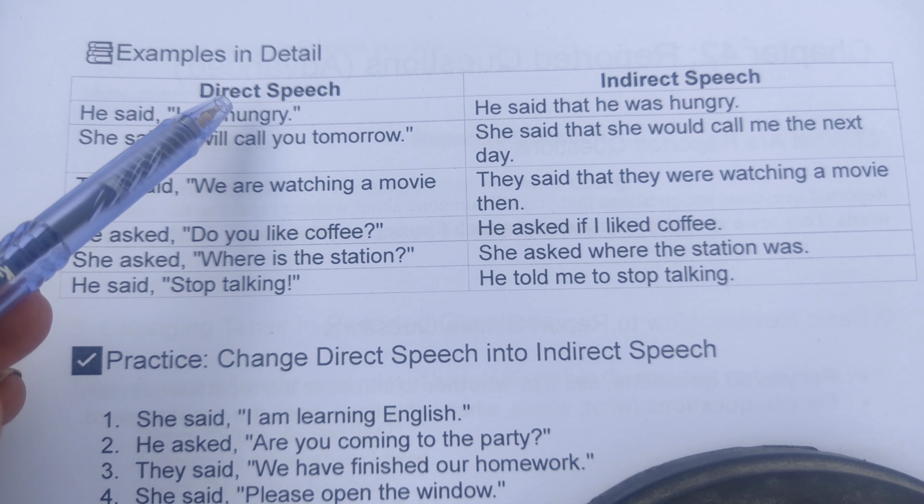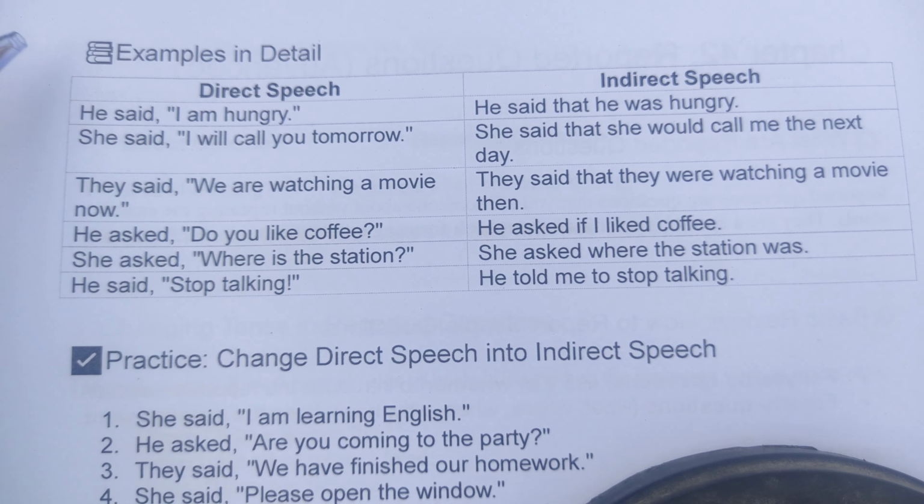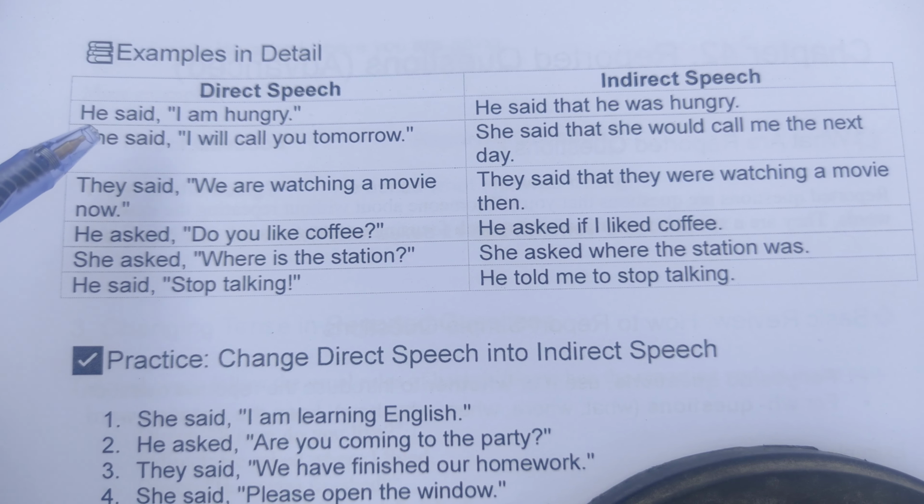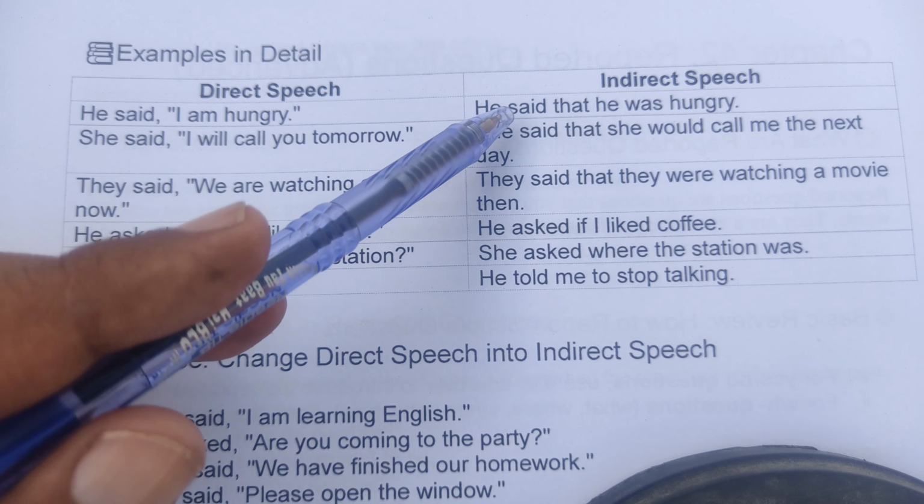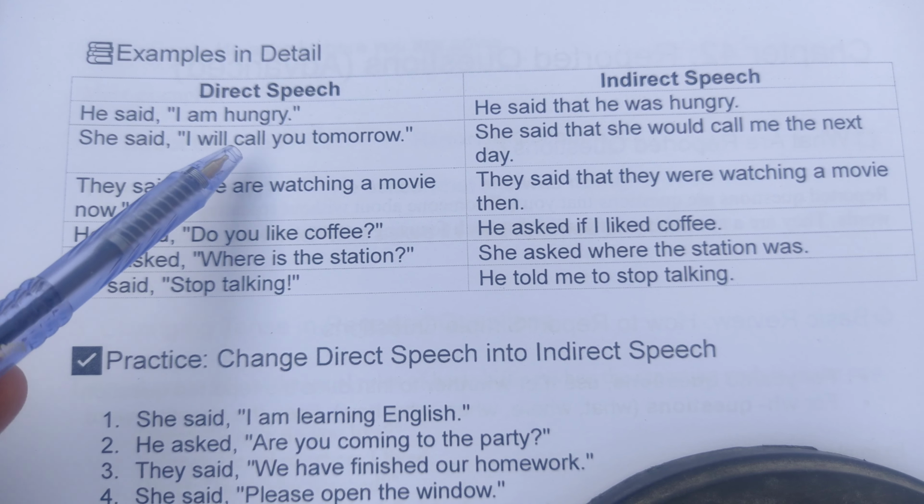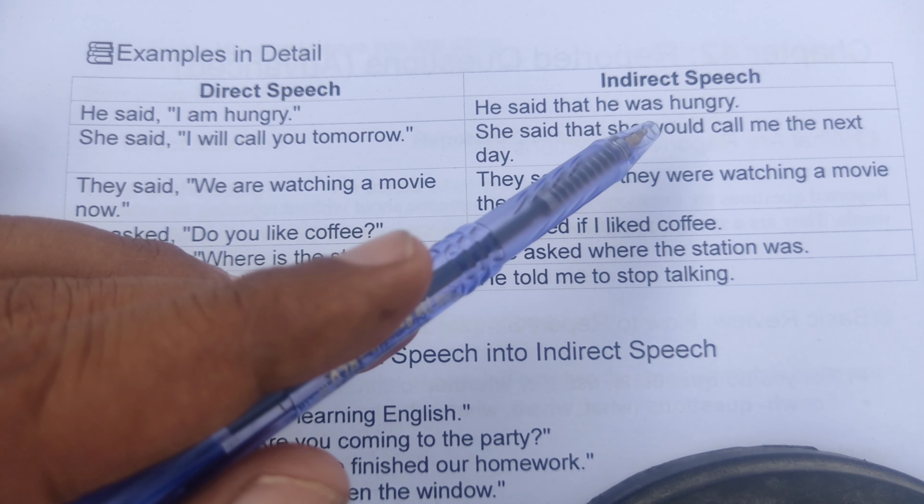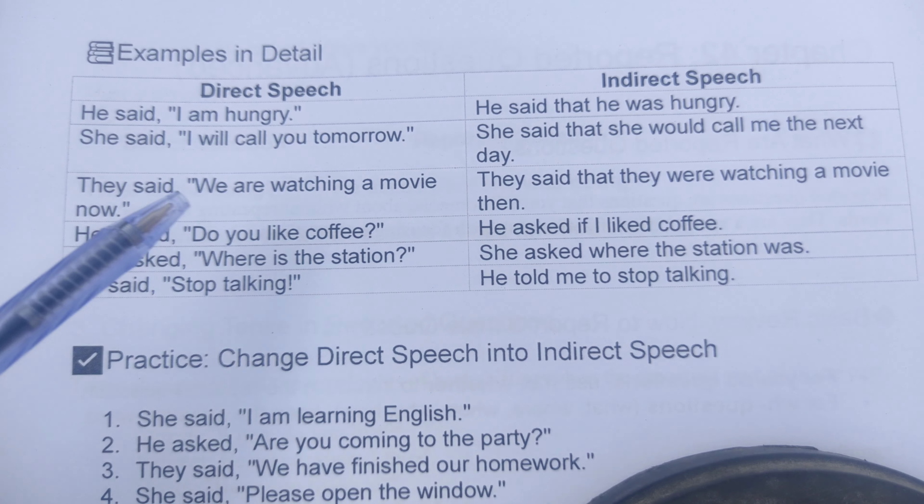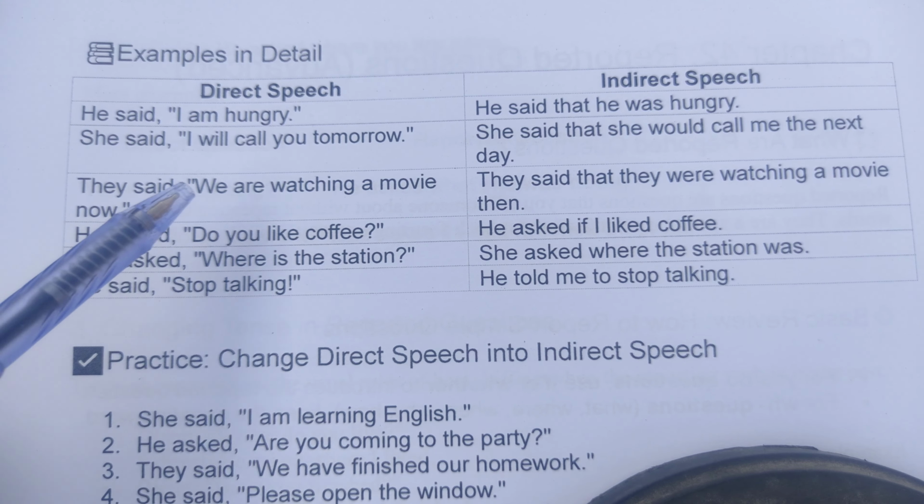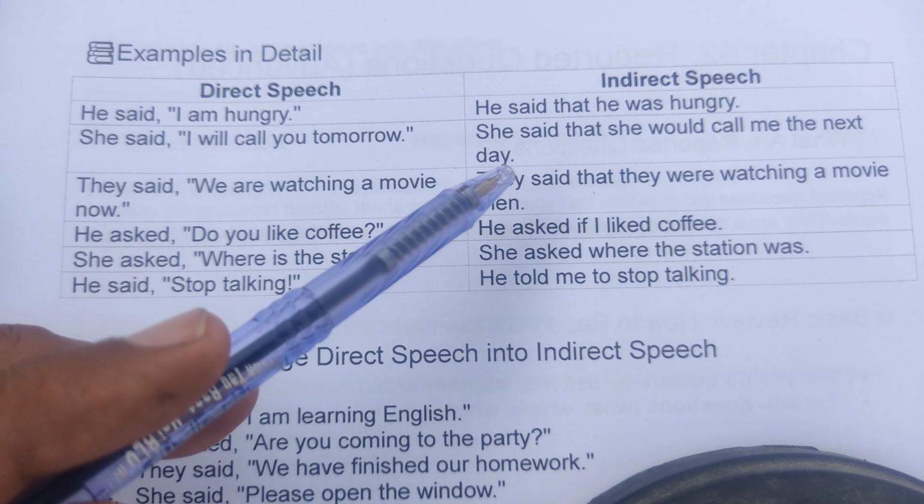More examples here. Direct speech and indirect speech. He said, "I am hungry." He said that he was hungry. She said, "I will call you tomorrow." She said that she would call me the next day. They said, "We are watching a movie now." They said that they were watching a movie then.